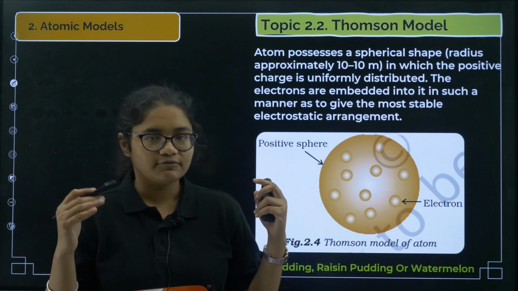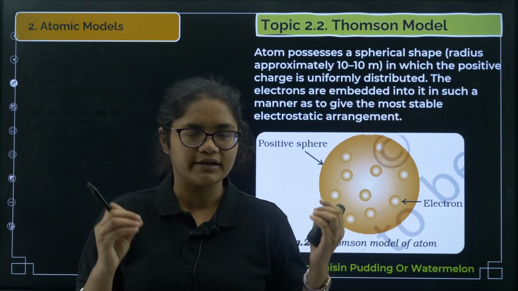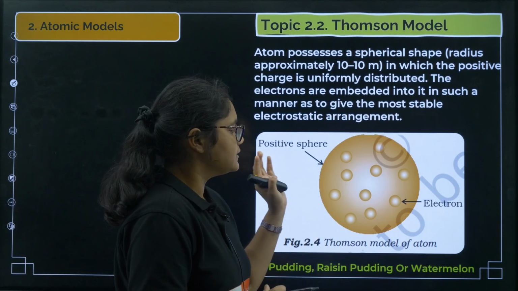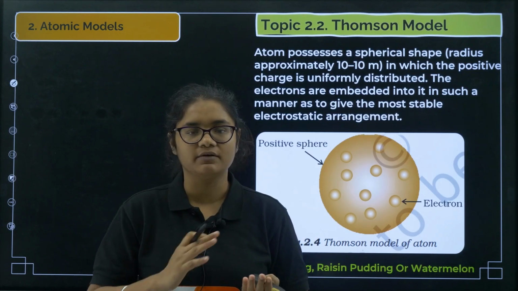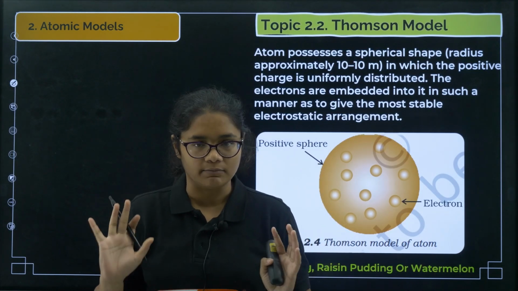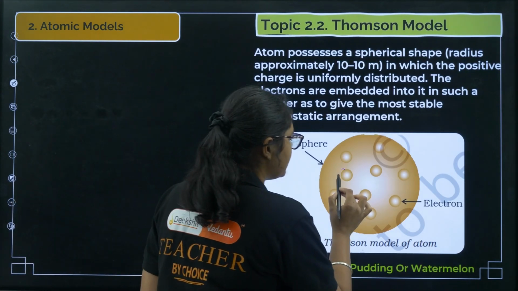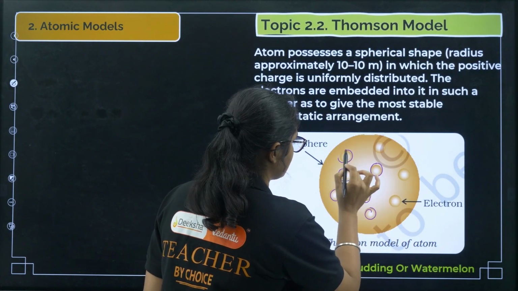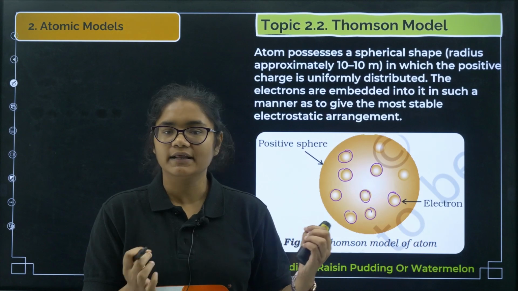Coming to this, the first model for the atom was the Thomson model. It is a very simple model. According to Thomson, the atom is a positive sphere where the positive charge is distributed uniformly everywhere, and the negatively charged electrons are embedded in it. Clear? In this way he was able to explain the neutrality of the atom.